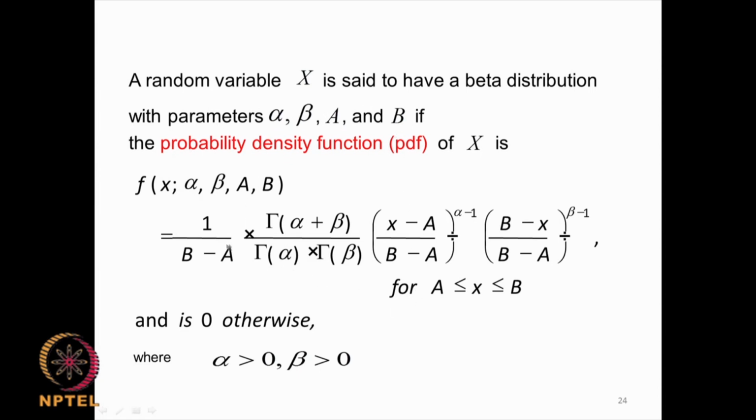So, it has 4 parameters, alpha, beta, A and B. And x here will lie between A and B, and alpha and beta are always greater than 0. This is how the relationship will look. These are called gamma functions, which I talked about a long time back. So, gamma alpha is alpha minus 1 factorial, gamma beta is beta minus 1 factorial, and gamma alpha plus beta is alpha plus beta minus 1 factorial.